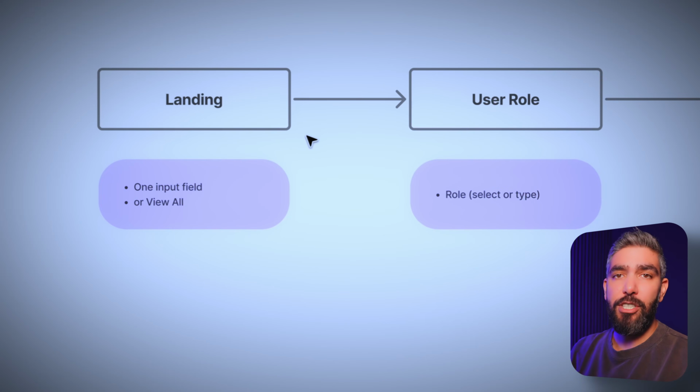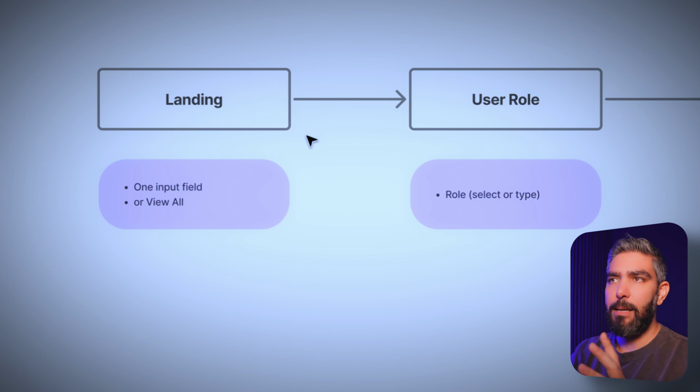So in my landing page, I only need one input field to capture the user role. But I will also provide a view all option. But my primary path here is for the person to select a role, and I want to have a few preset selections, or they can type anything in the role field.